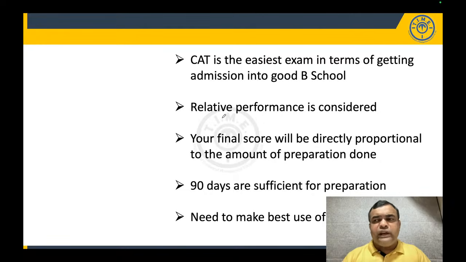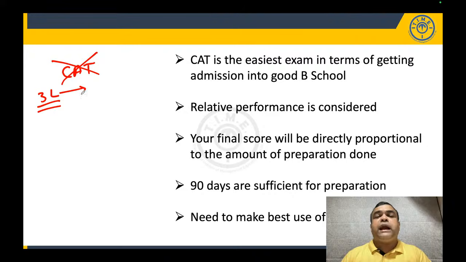So 90 days are sufficient even if you're starting from scratch, but the amount of time you need to give is higher. So you need to make the best use of these 90 days. Let me give a simple example. Let's say somebody says CAT is a tough exam. If tomorrow IIM declares that CAT will not consider the CAT exam for admission, and instead, for those 3 lakh candidates appearing for CAT, we'll ask them to run 2000 meters, and the time required to complete that race is considered for giving admission.